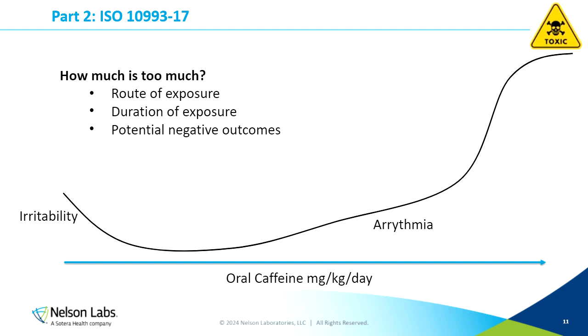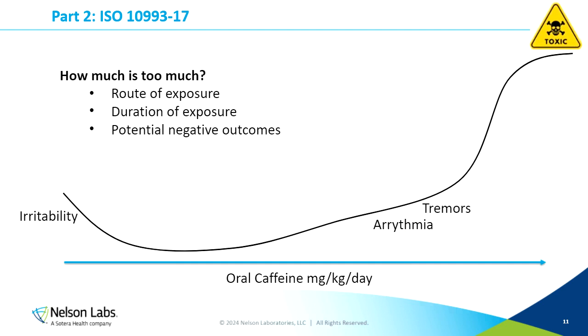And on the far left side of the graph, if they don't have any exposure, they might actually be more irritable. As the exposure increases, they might actually become more pleasant to work with. However, at a certain point, the risk might go up. You might start experiencing some adverse effects, such as arrhythmia.